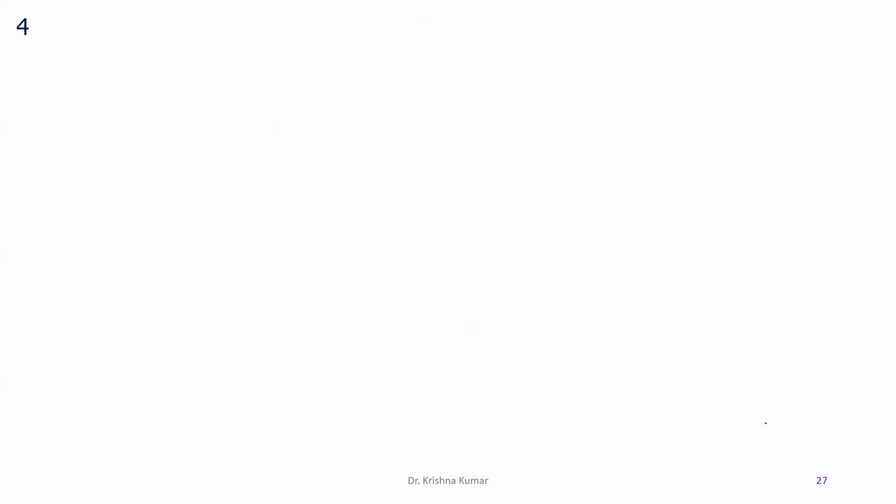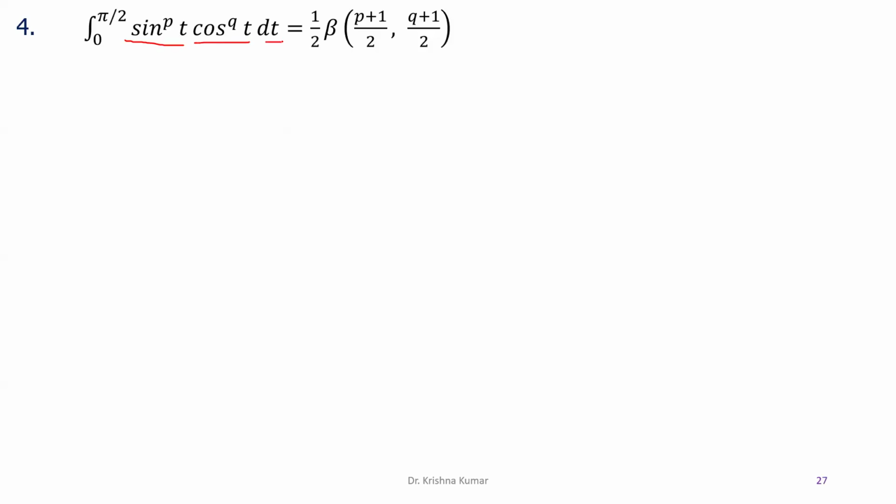Property number 4: integration under the limit 0 to pi by 2 of sine to the power p t into cos to the power q t dt is equal to 1 upon 2 beta of (p plus 1) by 2 and (q plus 1) by 2. Let us try to prove it.